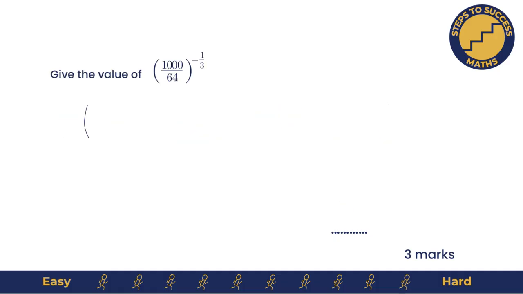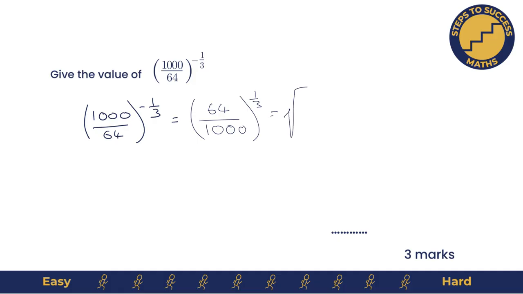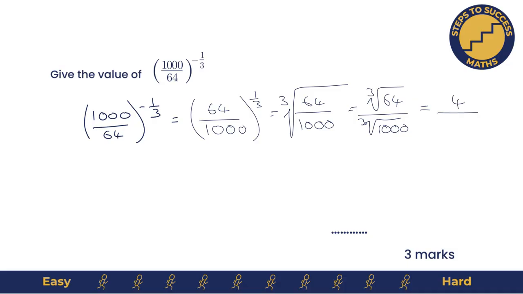Give the value of 1000 over 64 to the power of negative 1/3. So negative is reciprocal. So 64 over 1000 to the power of 1/3. 1/3 means cube root. The cube root of 64 over the cube root of 1000. So the cube root of 64 is 4, because 4 times 4 is 16 times 4 is 64, and the cube root of 1000 is 10, so 4 over 10. And we could cancel that down to 2 over 5, 2/5.